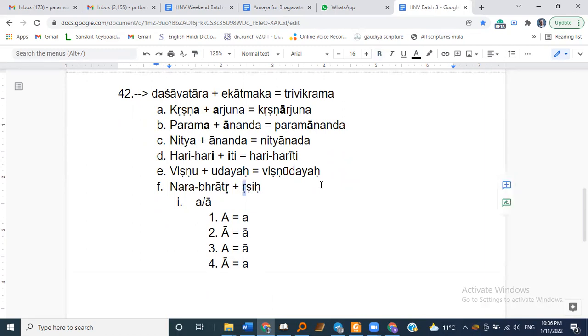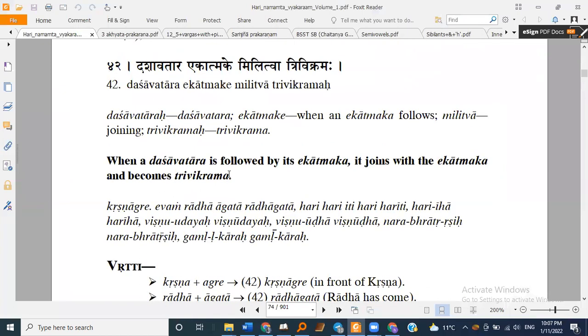And then the following Harināmāmṛta is an Ekatmaka. So both of them are replaced by their Trivikrama version. So we get Nara Bhratrishi, ityadi. So this was the first sutra for Sarveshwara Sandhi: Dashavatar Ekatmake Militva Trivikrama.